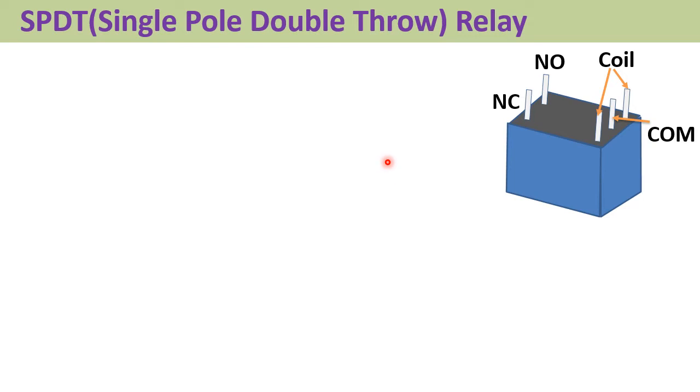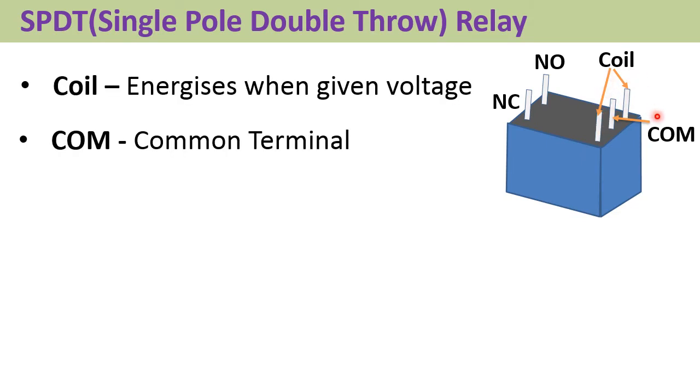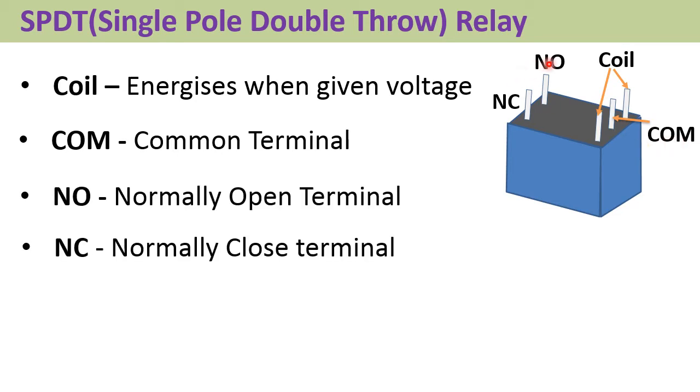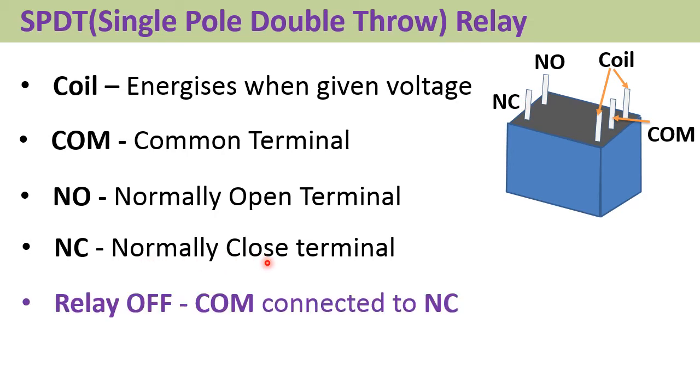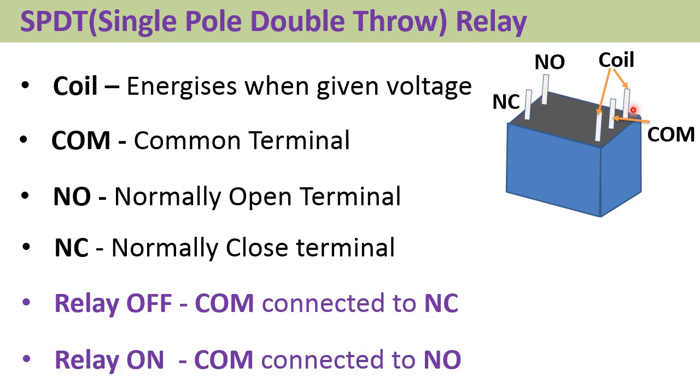SPDT type of relay has 5 terminals. 3 terminals are at one end, 2 of them are coil terminals and at center is the common terminal. Common is movable terminal of the relay. On the other side, one terminal is NO which stands for normally open and other is NC that is normally closed terminal. When relay is off, common terminal is connected to NC. And when relay is turned on, common terminal moves away from NC and gets connected to NO.